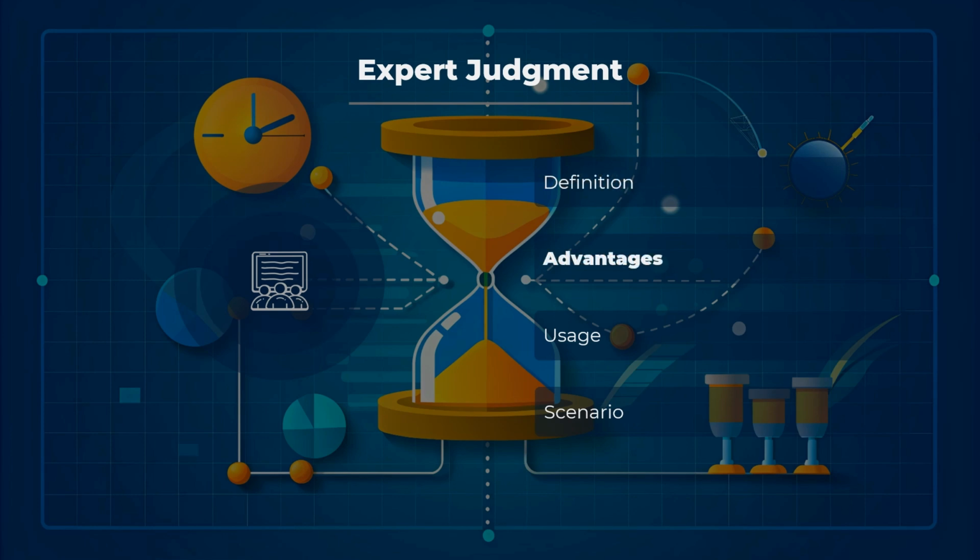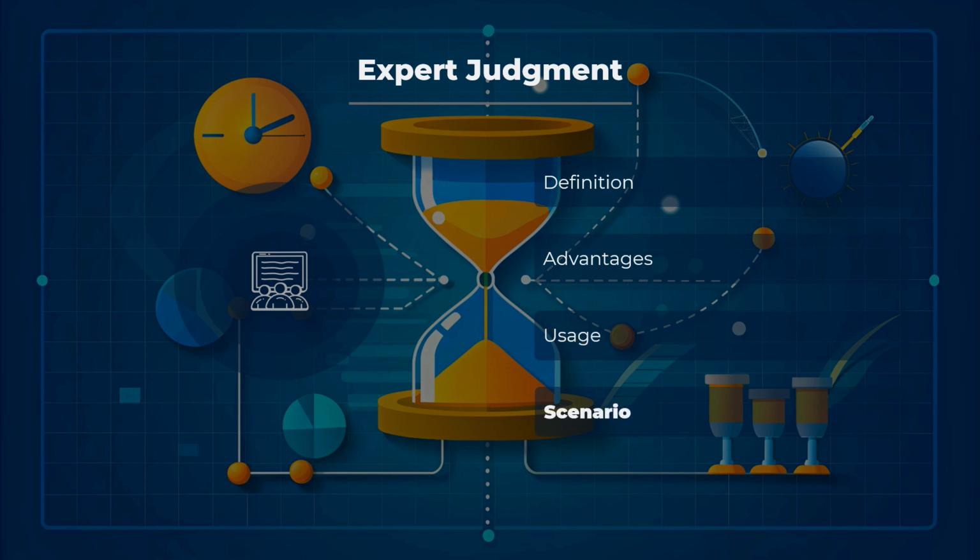Let's look at the advantages of using expert judgment. Accuracy: experts often provide accurate estimates based on their extensive experience. Contextual understanding: experts can consider unique project conditions and constraints that may not be evident in data alone. Here's how expert judgment is typically used. Early planning: particularly useful in the initial stages of planning when detailed information is not yet available. Complex projects: beneficial for complex or unique projects where historical data may not be relevant.